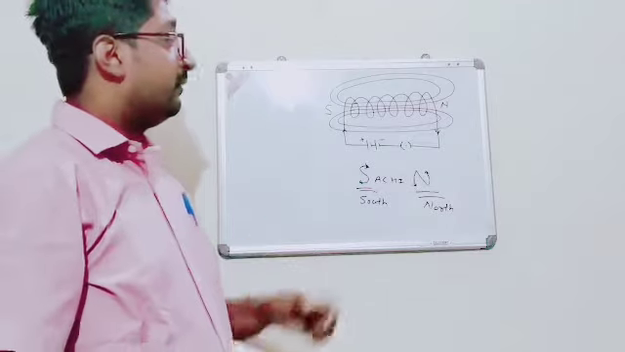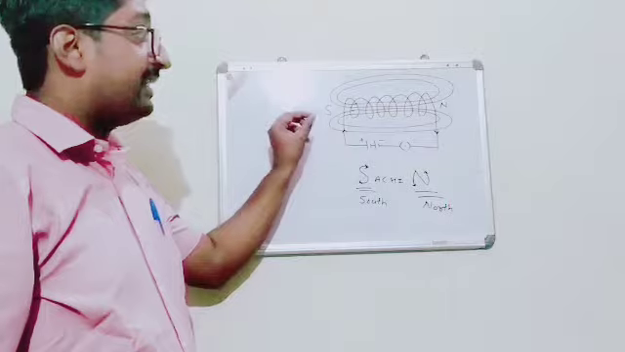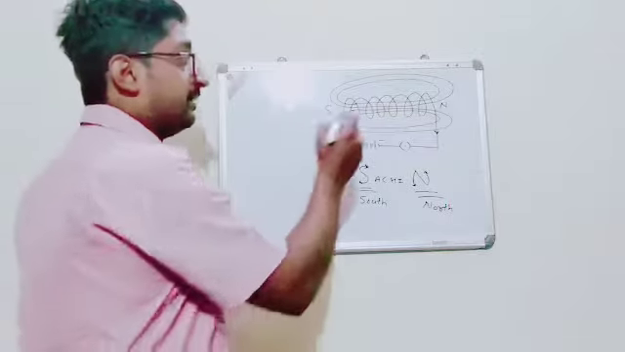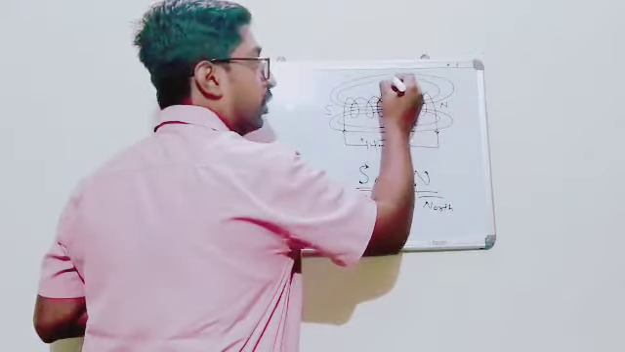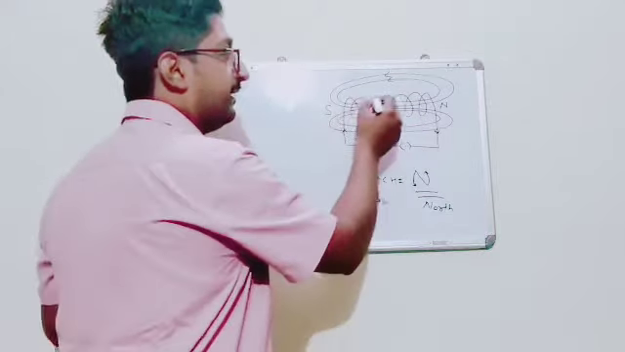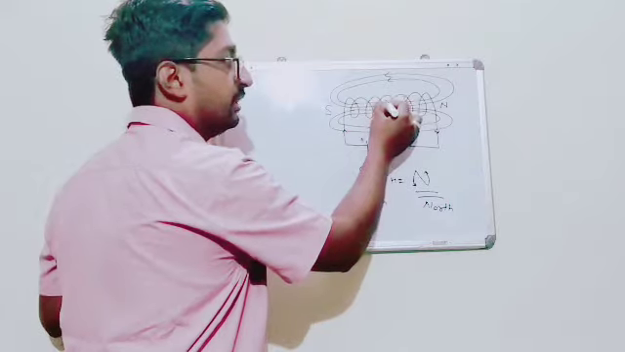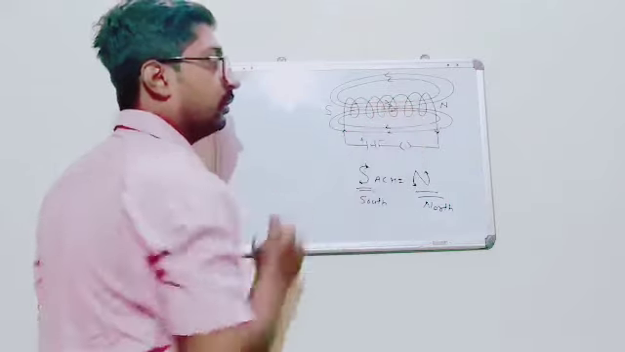The magnetic field produced around the solenoid is like a bar magnet. The magnetic field lines flow from the north pole to south pole. Inside the magnet, inside the solenoid, these magnetic field lines flow from south pole to north pole.